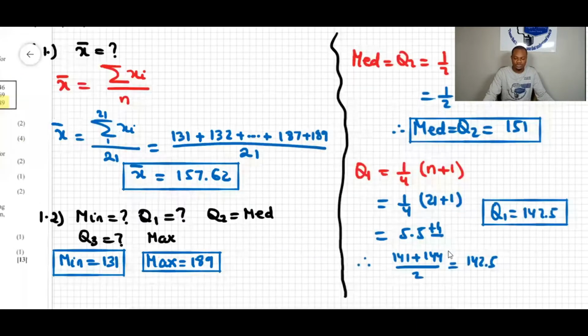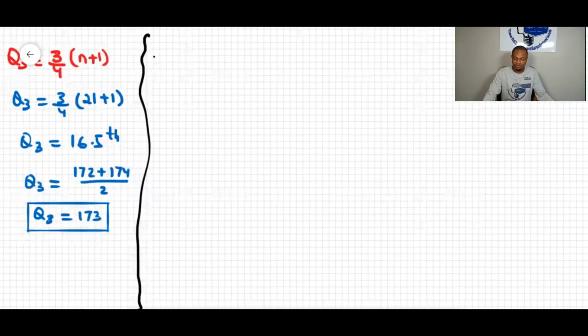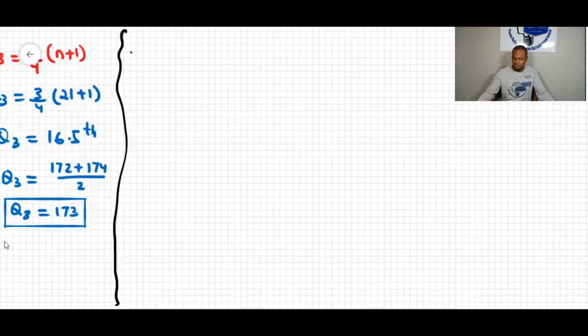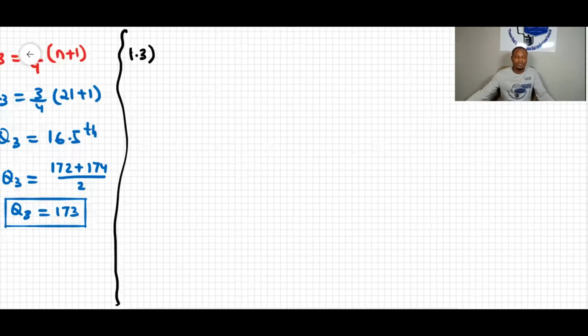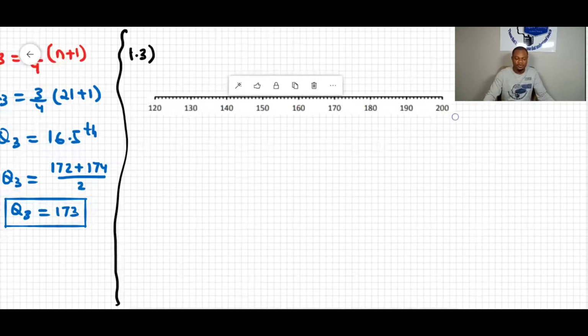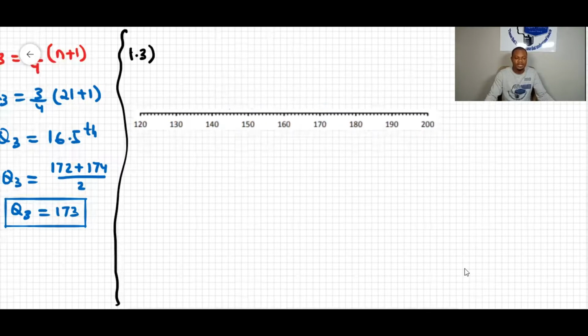I'm just going to move this way. I'm going to write here 1.3. Now, I am going to put the diagram over here. Now we're going to draw the box whisker diagram. This is the scale as given, right?